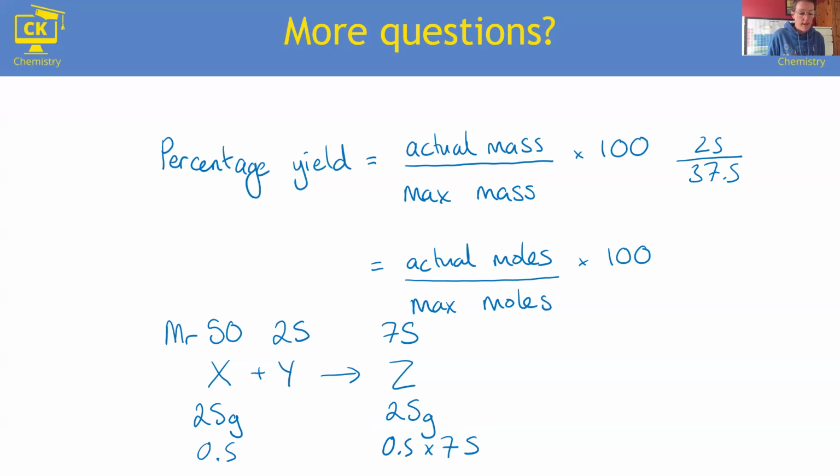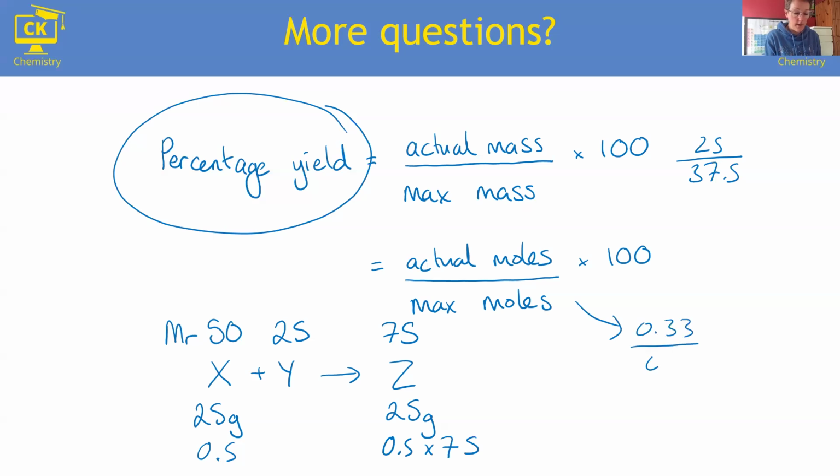But can you also see that the question could have said what the percentage is, and then you just put that value there. Alternatively, if you want to do it the moles way, do 25 over 75 to get your actual moles, and then do 25 over 50, so actually that way would be 0.33 over 0.5. That's your actual moles of Z, 25 over 75, divided by what the maximum could have been, which is 0.5, because that's how many moles of X you put in.